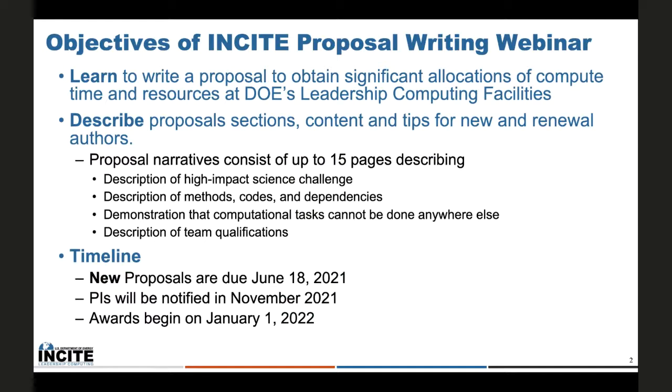The quick overview for the timeline for everyone is that the proposals are due June 18th of this year. This is very similar timing to last year. Last year was June 19th. So there's no big schedule changes. It's all approximately in the same time frame. We'll notify those PIs of whether they're awarded or declined in November, and awards will begin January 1st of next year. So similar timeline as we have had historically.